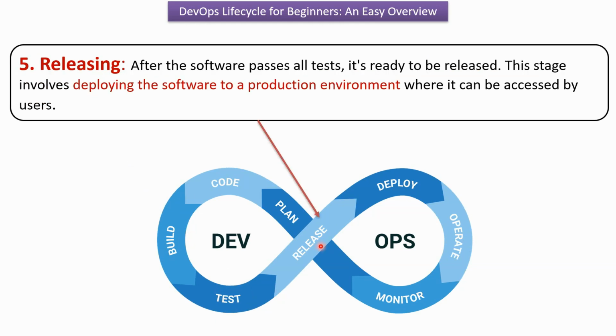Fifth step is releasing. After the software passes all the tests, it is ready to be released. This stage involves deploying the software to the production environment where it can be accessed by users.